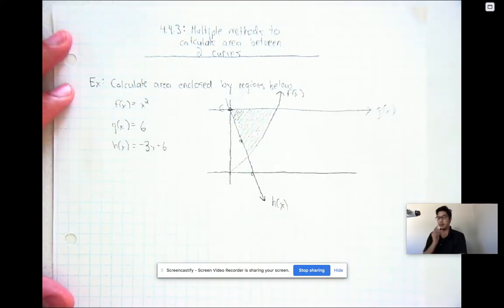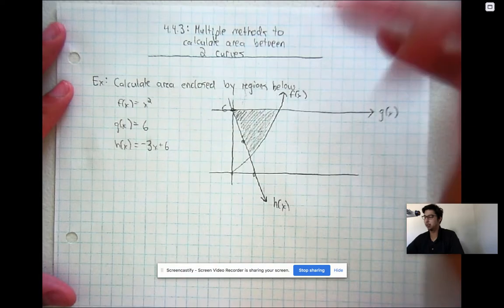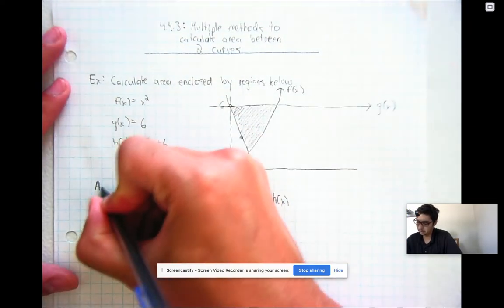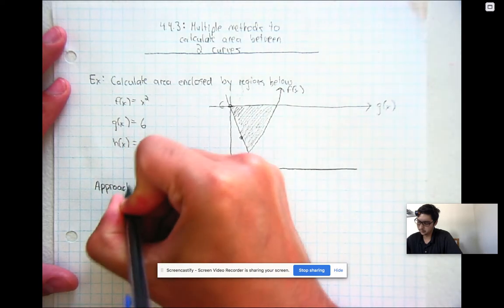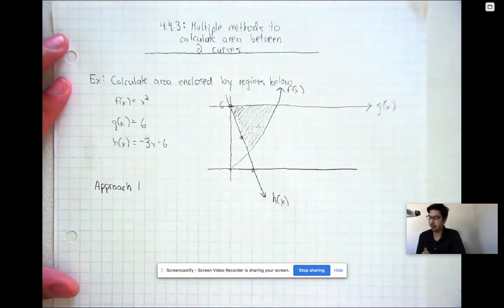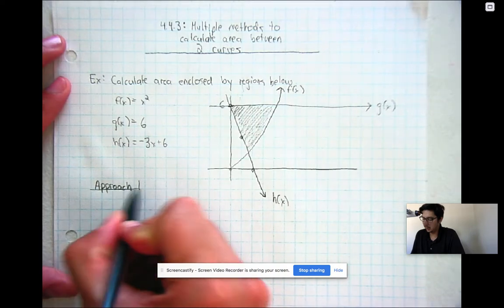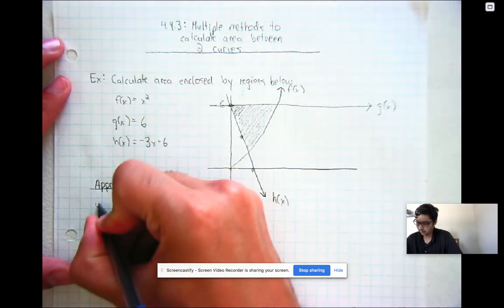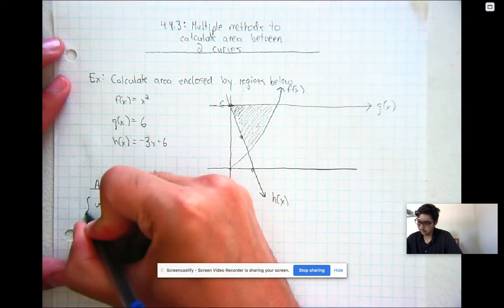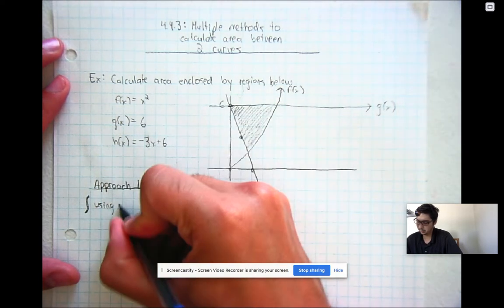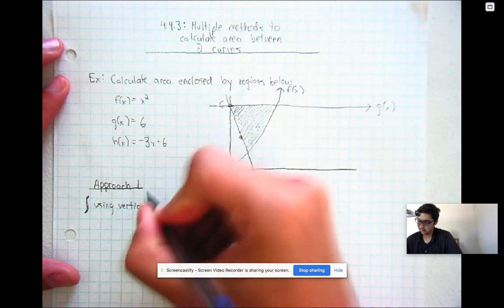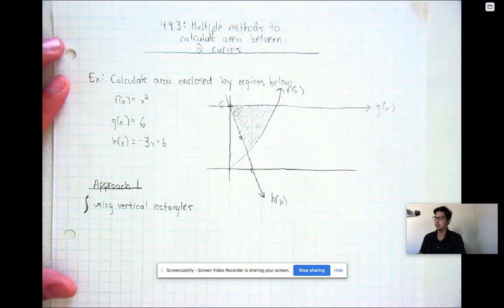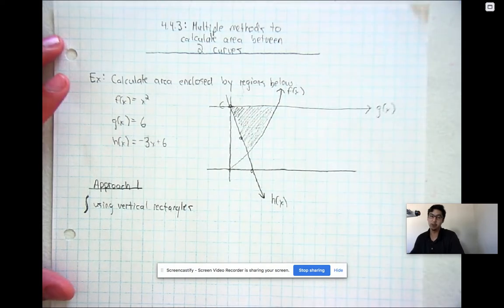Now, from my last video or from the lessons we've done, approach one, one method we can use to get the area between these curves is to calculate the integral using the area between curves, but we're going to use vertical rectangles. You might be saying, vertical, I don't even know what you're saying. Don't worry, you've done this before.